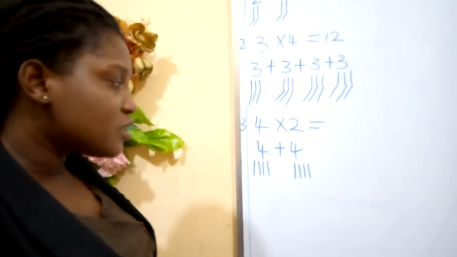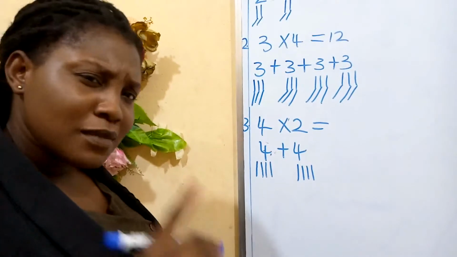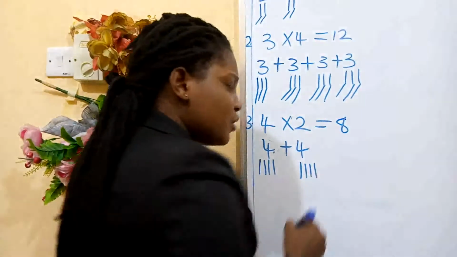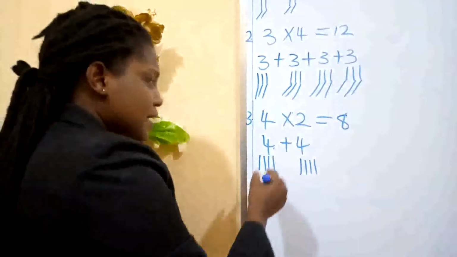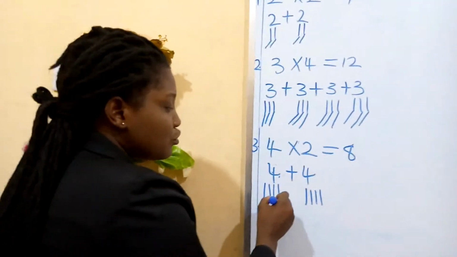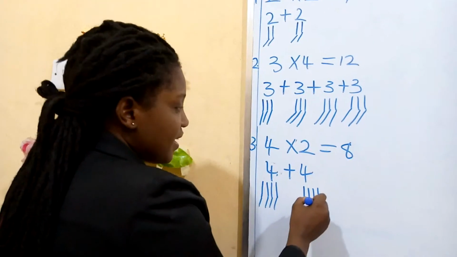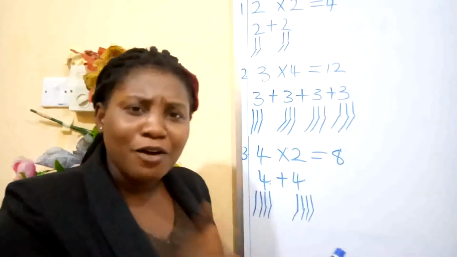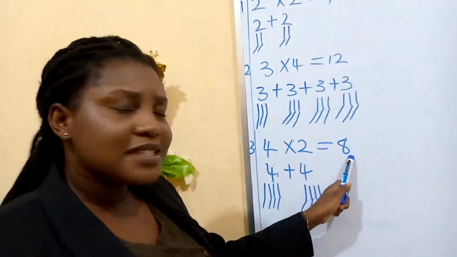Look at it closely. Lovely, I can hear you. You just said 8. Did you say 8? Let's check. Let's count. 1, 2, 3, 4, 5, 6, 7, 8. Wow, we are correct. Lovely. So it is what? 8 strokes.